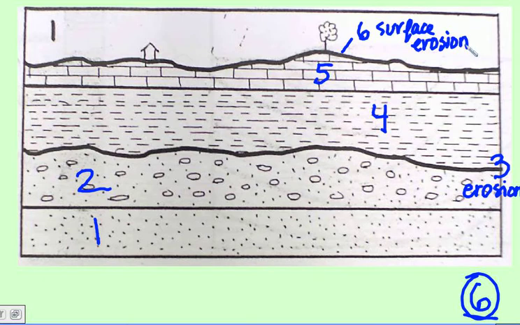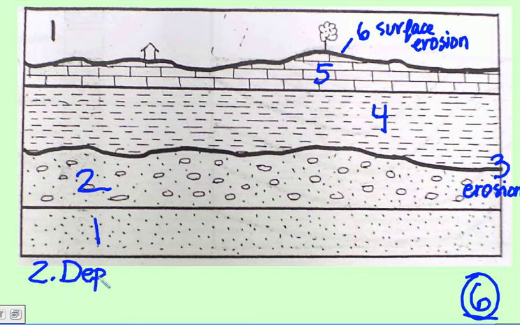Once the numbers are in place, I need to write my history for this cross-section. Each layer, of course, I'm going to use my rock key for. Okay, the first one was already done for you. If I was doing the conglomerate, number 2, I'd be thinking something like this.